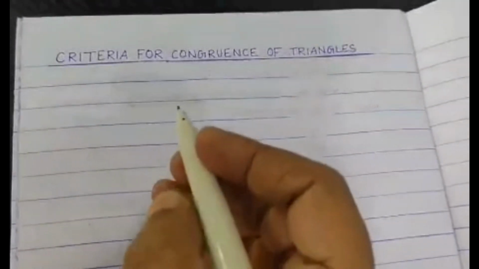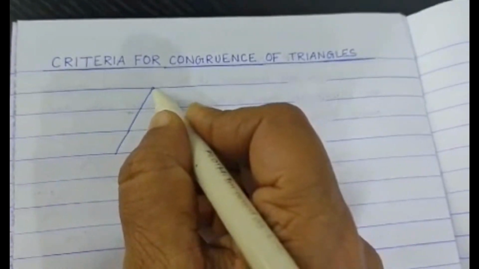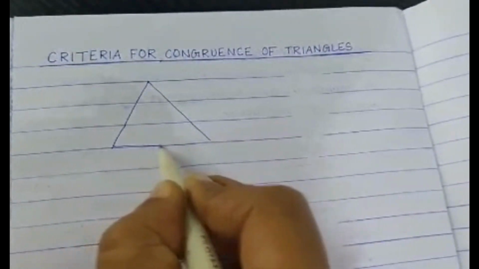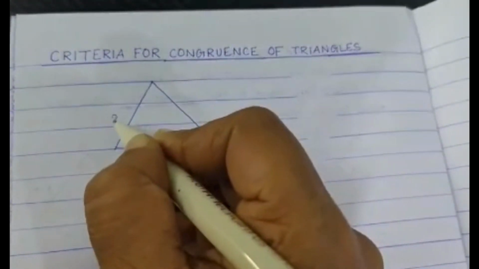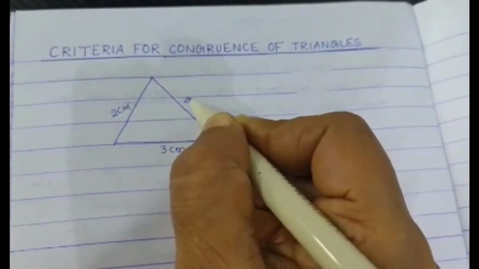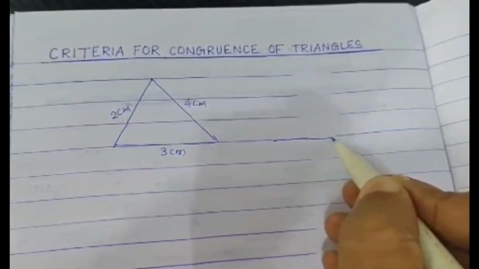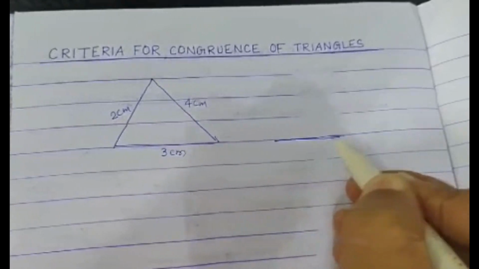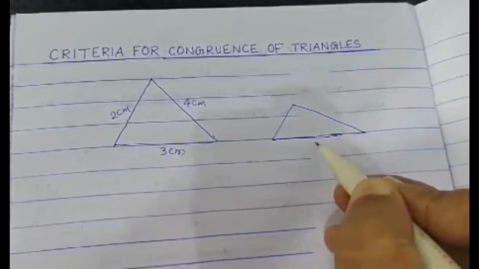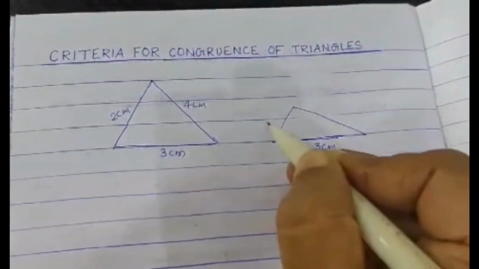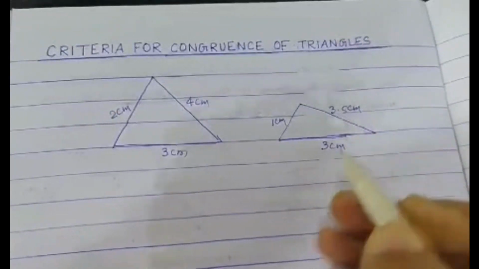So friends, let's understand the criteria for congruence of triangles. Okay, let me first draw two triangles of sides. Let us suppose this side is 3 centimeter, this side is 2 centimeter, and this side is 4 centimeter. And let us draw another triangle in which one side is equal to this. Let us suppose this is 3 centimeter, this is 1 centimeter, and this is 3.5 centimeter.